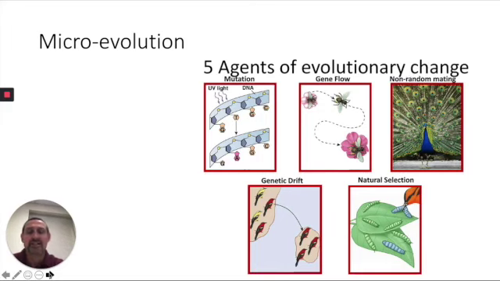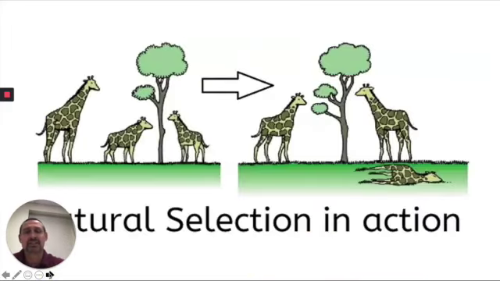The final one is natural selection. Natural selection is just this idea that there's variety and then there's some selection pressure. So here we have a variety of giraffe necks, but the selection pressure is going to be food. So the giraffes with the adaptation of the longest necks are going to be able to get food, whereas the giraffes with the shorter necks are not going to be able to get the food they need to survive.